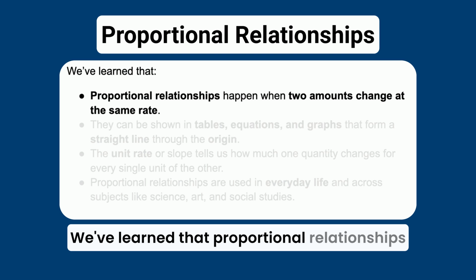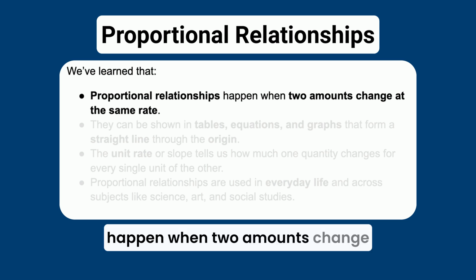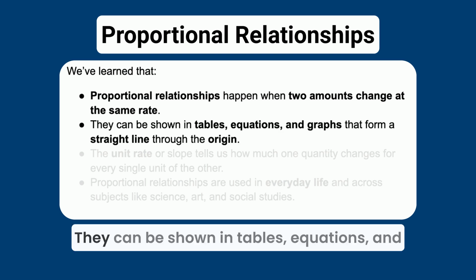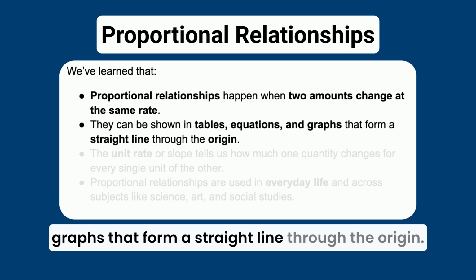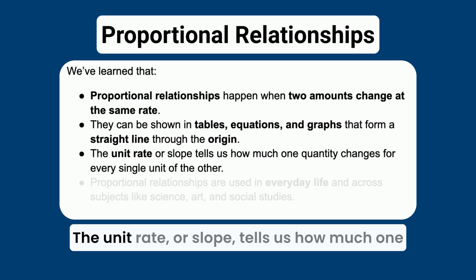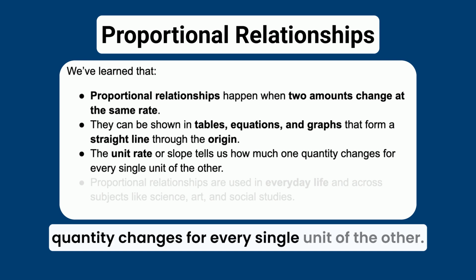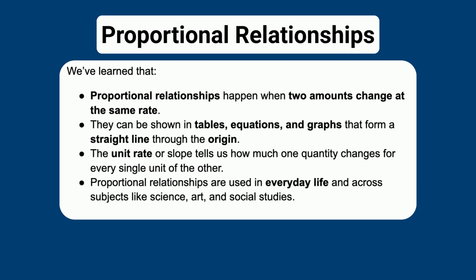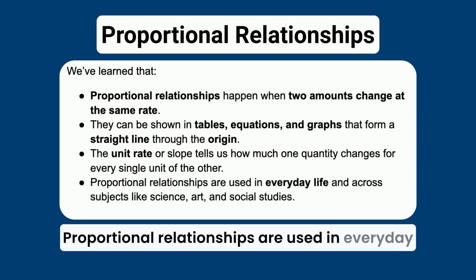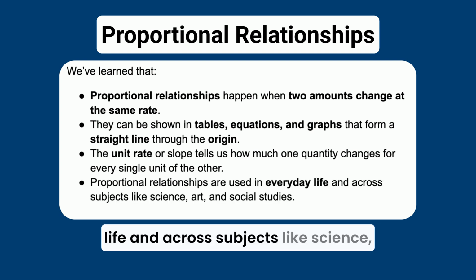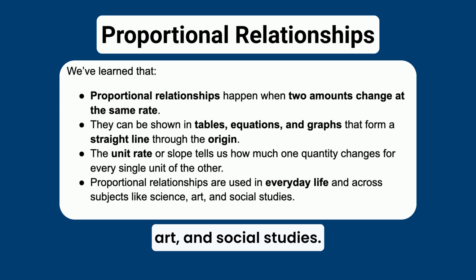We've learned that proportional relationships happen when two amounts change at the same rate. They can be shown in tables, equations, and graphs that form a straight line through the origin. The unit rate or slope tells us how much one quantity changes for every single unit of the other. Proportional relationships are used in everyday life and across subjects like science, art, and social studies.